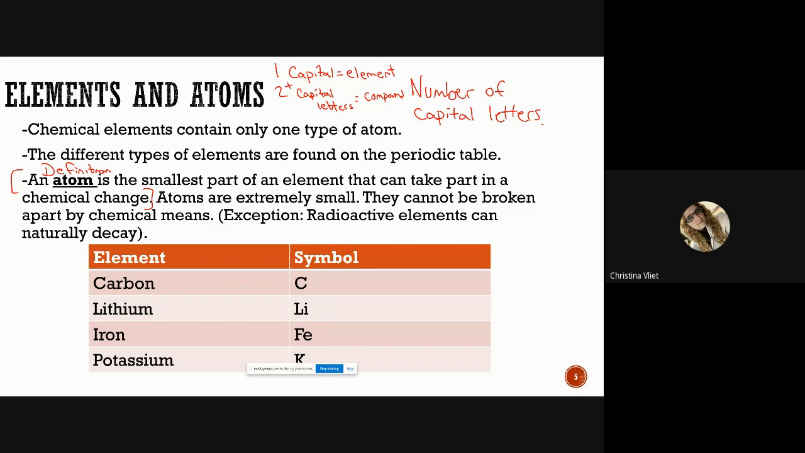We used to say it was the smallest indivisible part of an element, but it is divisible. Does anybody know how you would divide an atom? Nuclear fission. It's a nuclear reaction. In order to split an atom, it goes beyond the scope of this class. It's physics, really. But it can be done. So Oppenheimer, yes.